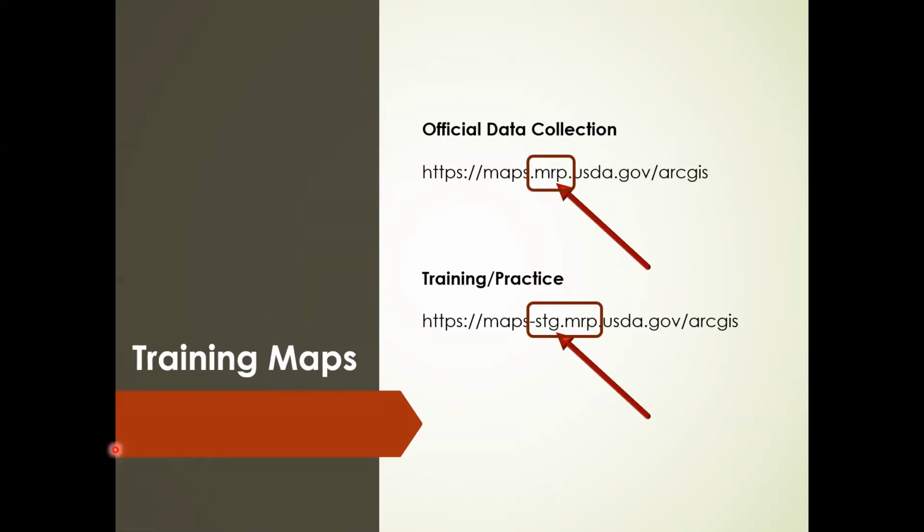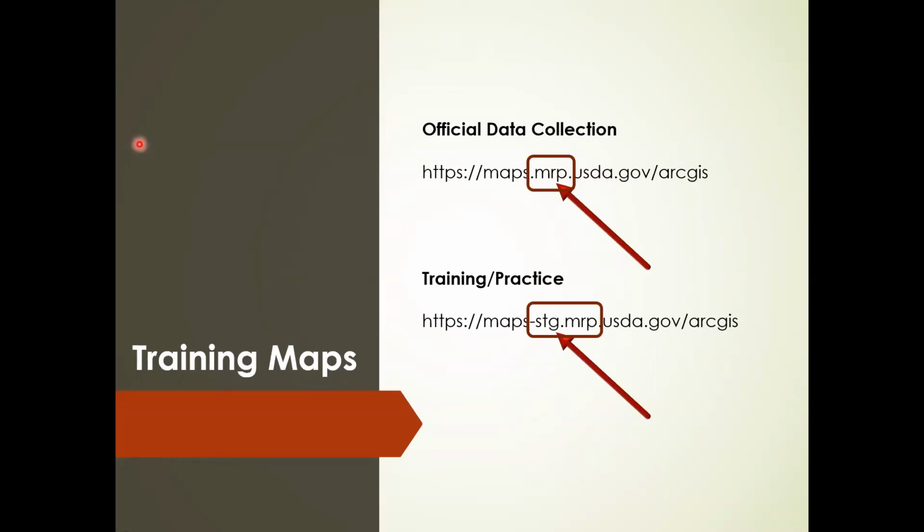So just to really hone that in, I'm going to throw a poll in there, and I would like you all to tell me official field data must be collected in, and the two options, this should be pretty easy, I hope. Can you collect official data in a training map or in the official MRP production map? I want 100% out of this, please, please, please.